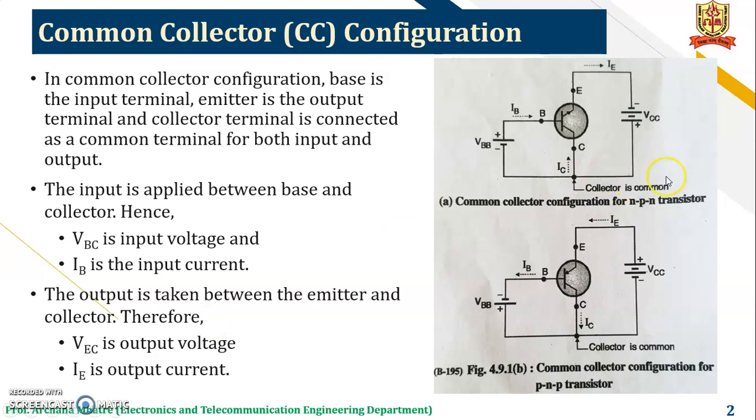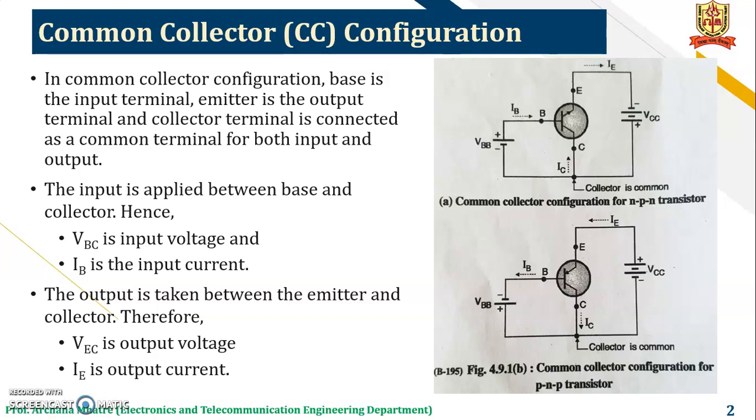So here in this diagram you can see this is the common collector configuration for NPN transistor, and the second diagram is for common collector configuration for PNP transistor. Now in both the diagrams you can see that the collector terminal is common between the base and the emitter. So the name is common collector configuration.